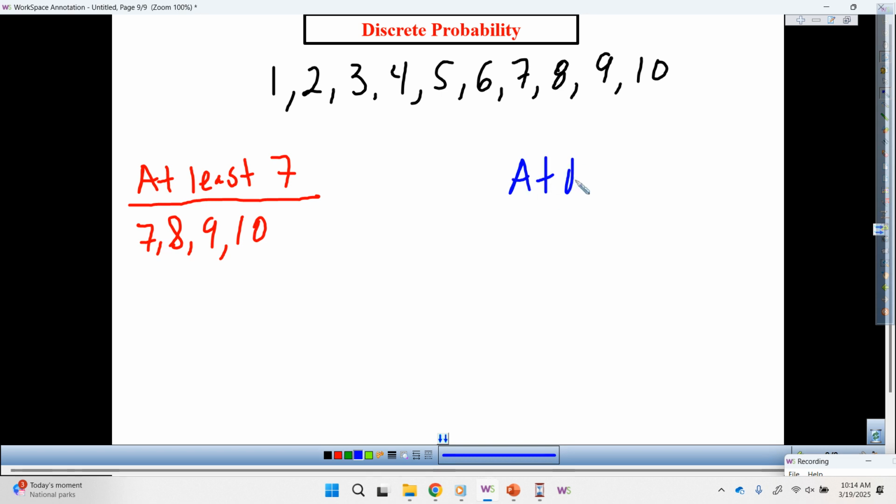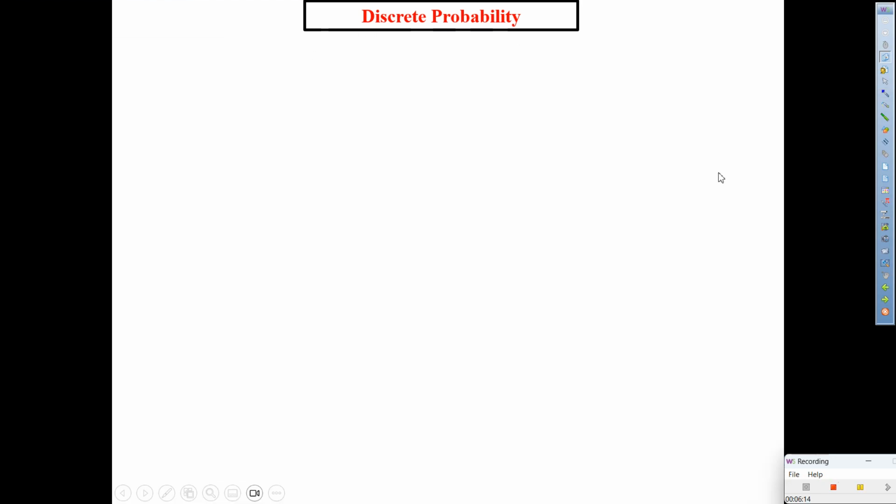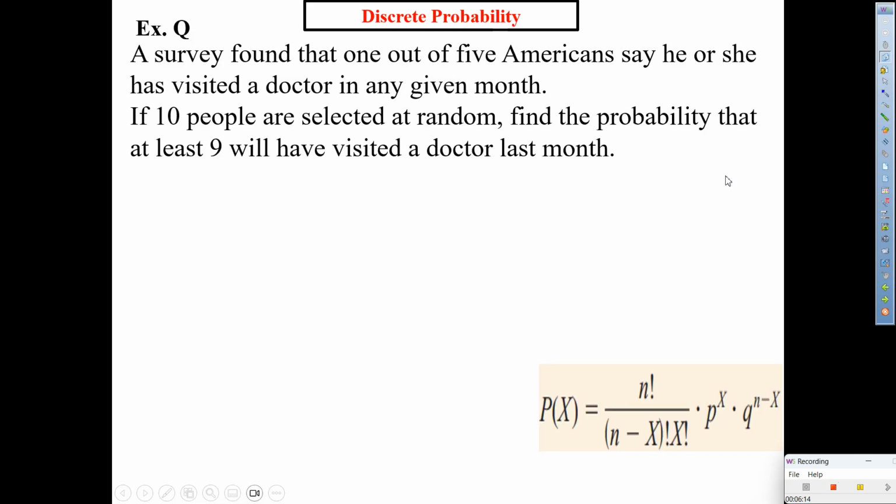Therefore, tell your neighbor what at most 7 means. What does at most 7 mean? Brandon, pass him one. Cole. Everything below 7. 1, 2, 3, 4, 5, 6, and 7. That is correct. Keep that in mind because we're going to use that for the next problem. Copy this one, please. Example Q.